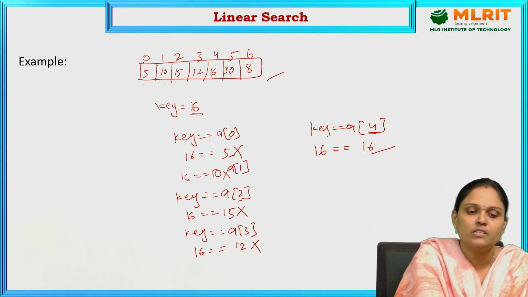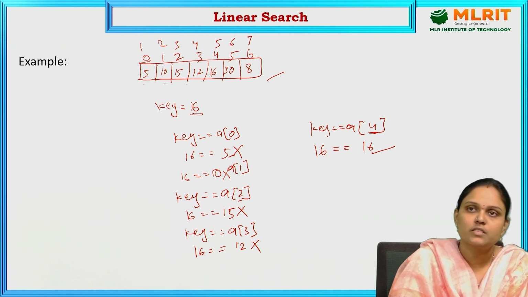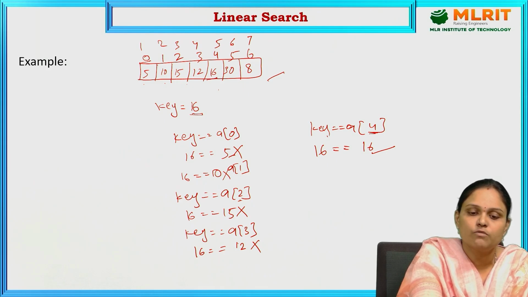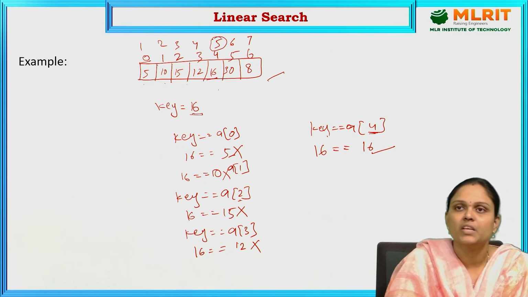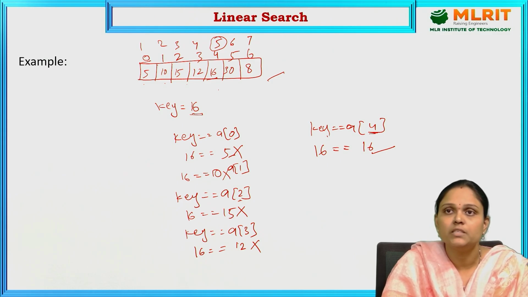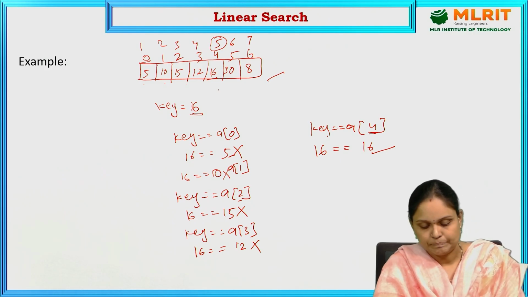See, here the array index starts from 0 but we are counting from 1. So if we count from 1, it will be 1, 2, 3, 4, 5, 6 and 7. So 7 elements we are using, and in that the 16 element is found in the 5th position. As per the array it is in the 4th index position, but as humans we count the numbers from 1, 2, 3 and so on. So we take the value as the 5th position. So the element is found in the 5th position in the list.